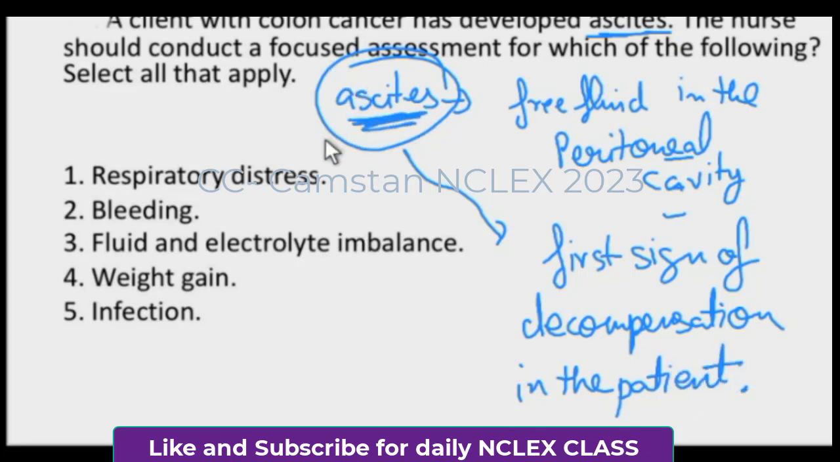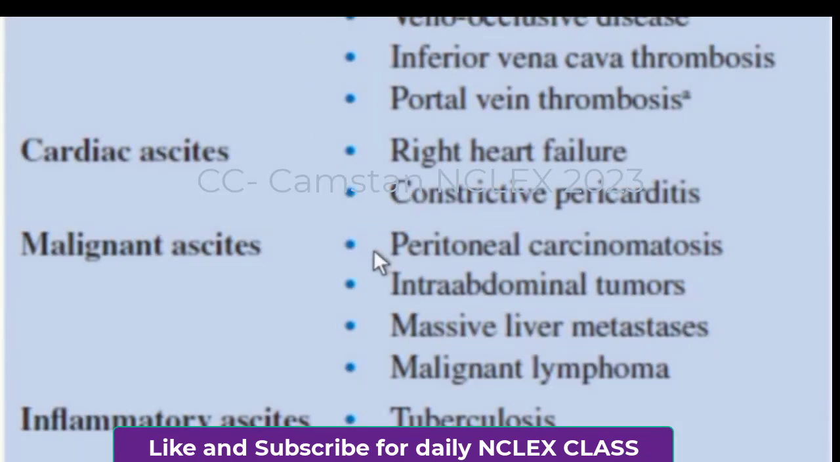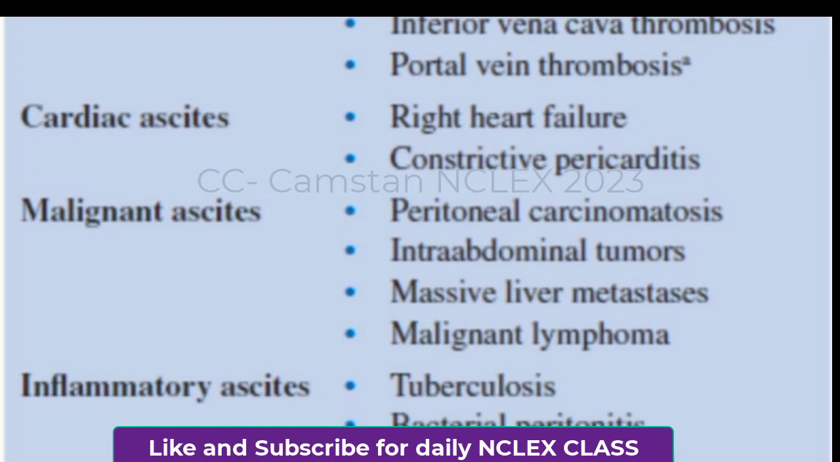Right, guys? Now, what are the causes for the ascites? There are few causes. Let's talk about them. First one is for portal hypertensive ascites. The main are liver cirrhosis, acute viral hepatitis, alcoholic steatohepatitis, Budd-Chiari syndrome, veno-occlusive disease, IVC thrombosis, portal venous thrombosis.